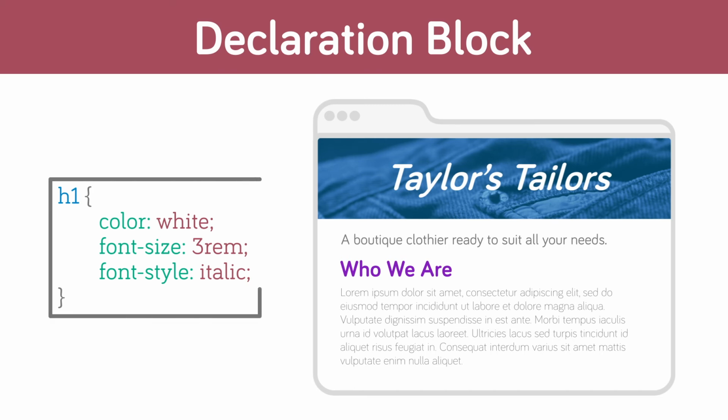The selector, brackets, and list of properties together are called a declaration block. You can put as many property or value pairs inside a declaration block as you want, and they're all applied to elements that match the selector.